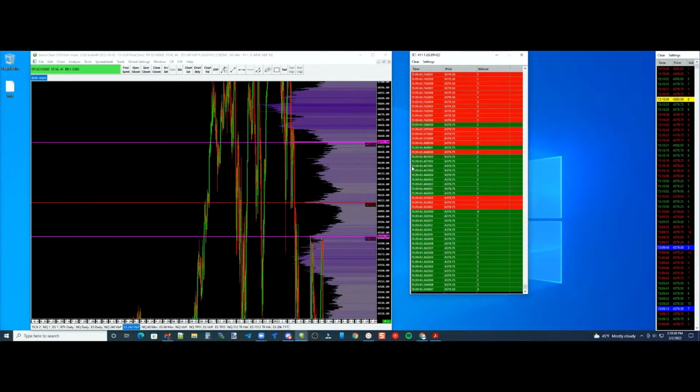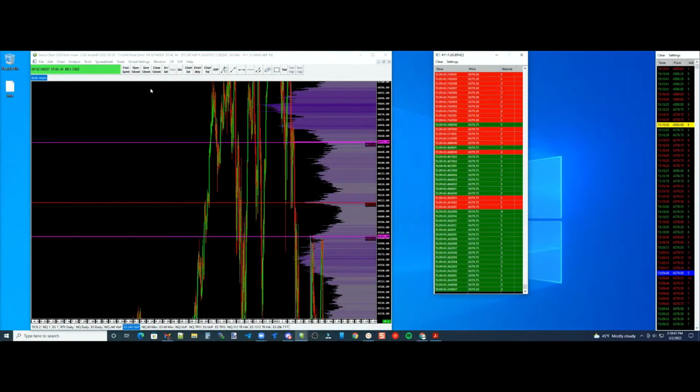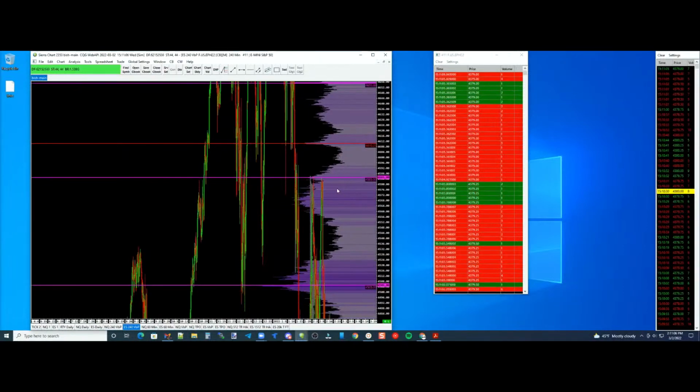I set mine up so that if there's yellow on the tape, I know shorts are covering. If there is blue on the tape, I know that longs are covering. Why is that important? If I'm long and I see price, I see the time and sales ripping, okay? And it's coming into an area that I anticipate finding resistance. And I see blue on the tape. And I know that that means that longs are covering. Do I want to stay long?